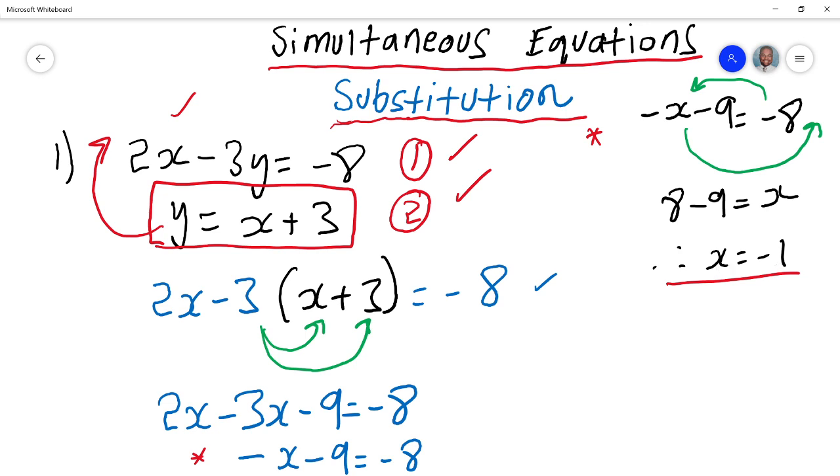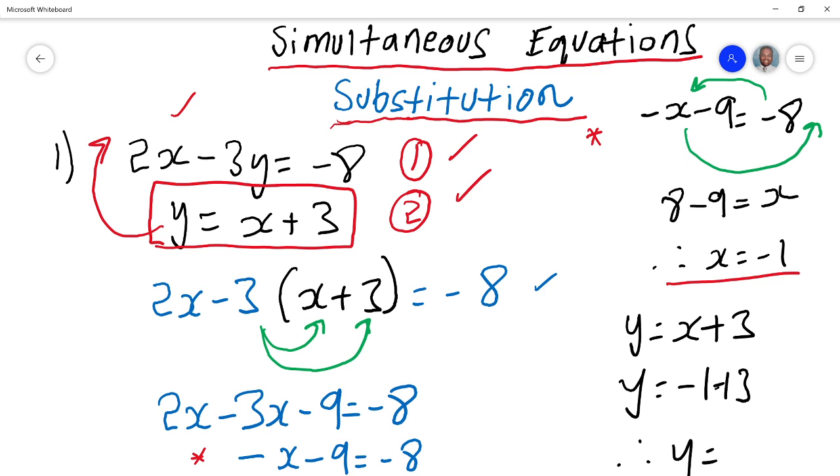in my second equation. And what's that going to be? So I'm going to write down the equation that I'm going to put it in. And so y is equal to negative 1 plus 3. And therefore y is equal to negative 1 plus 3, which is 2. All right, so therefore we've now worked out the value of x as negative 1 and the value of y as 2 in this equation. We've used substitution to work this out.